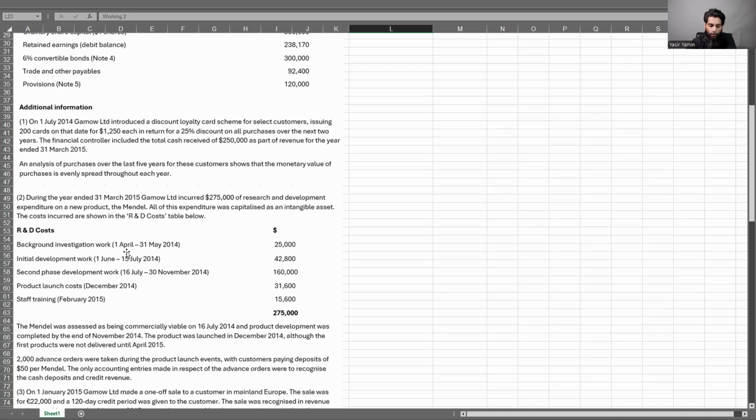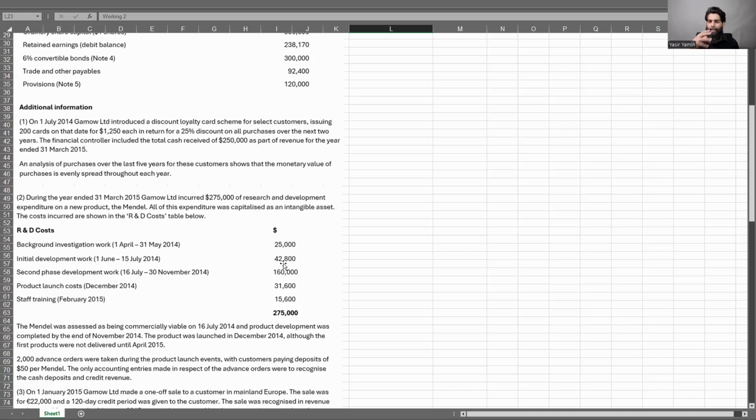From 1st April till 31st May, for the period of 2 months, we did some background investigation work which cost $25,000. Can we capitalize this $25,000? Yes or no? And everybody needs to answer, guys. Very good. So this goes in P&L. Excellent. Initial development work, 1st June till 15th July, 42,800. Should this be capitalized? Initial development work.